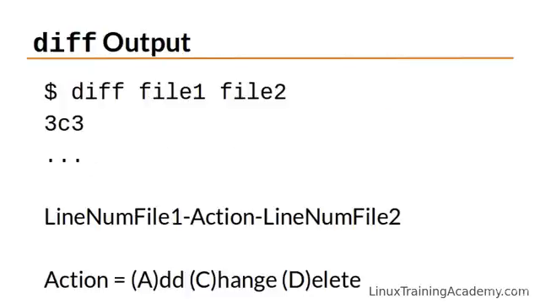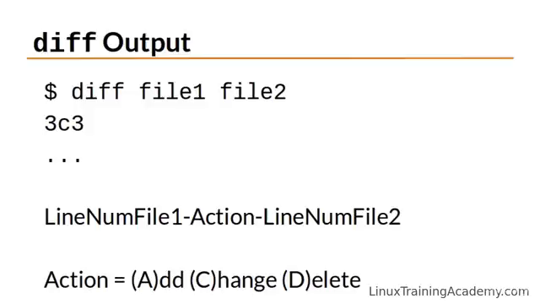Here is just the first line of output produced by diff. The first number represents line numbers from the first file, and the second number represents line numbers from the second file. The middle character separating the line numbers will either be a C, which represents a change, D, which represents a deletion, or an A, which represents an addition. In this example, the third line of the first file is changed, or different, than the third line in the second file.